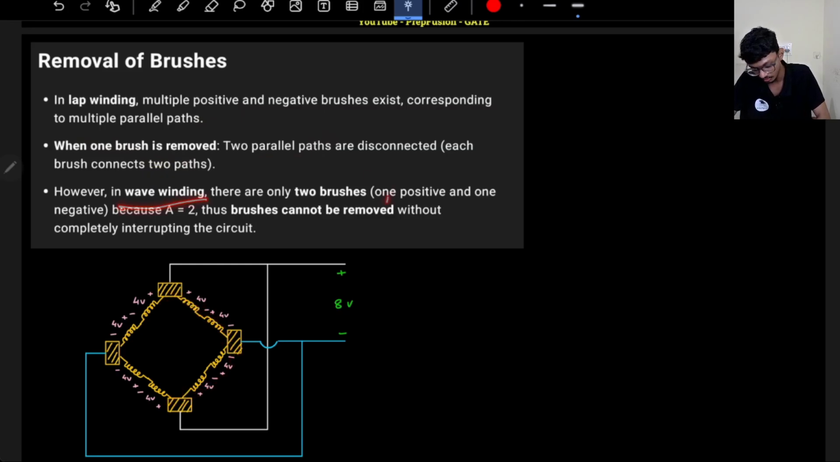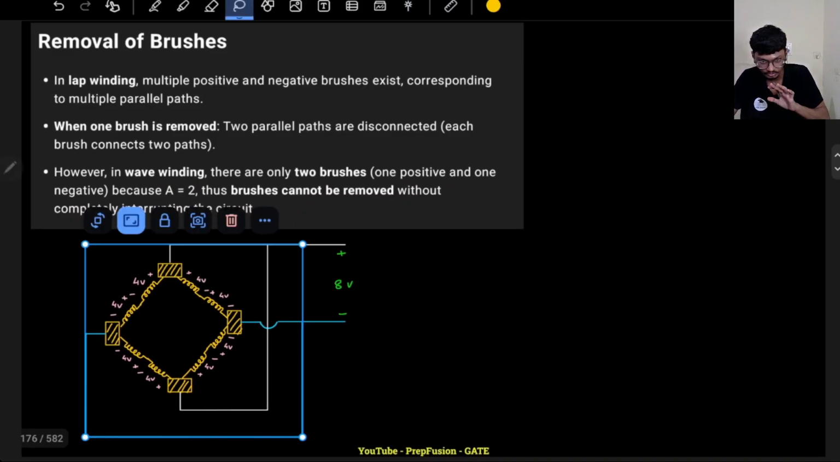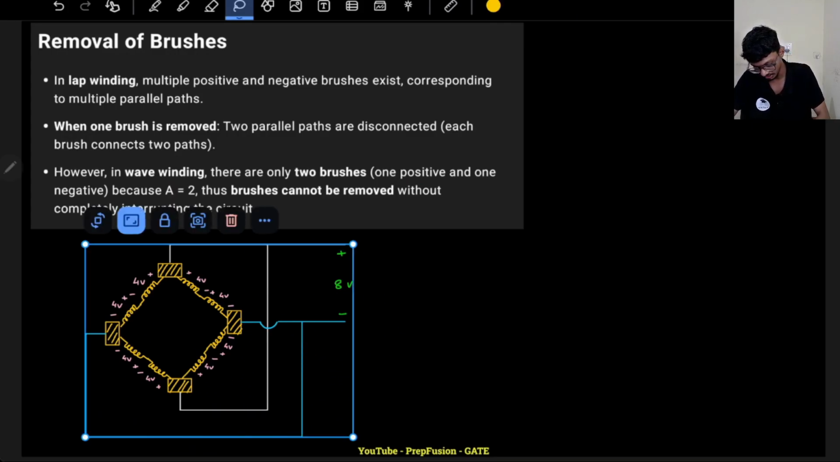However, in wave winding, there are only two brushes, one positive and one negative, because A is 2, thus brushes cannot be removed, right? So in lap winding, there is provision to remove brushes, but in wave winding, of course, if you remove the brush, machine will not work, commutation will not work. Even though we don't want to remove brushes, just in case we had to, we should know what will happen to the current and voltage ratings, right?